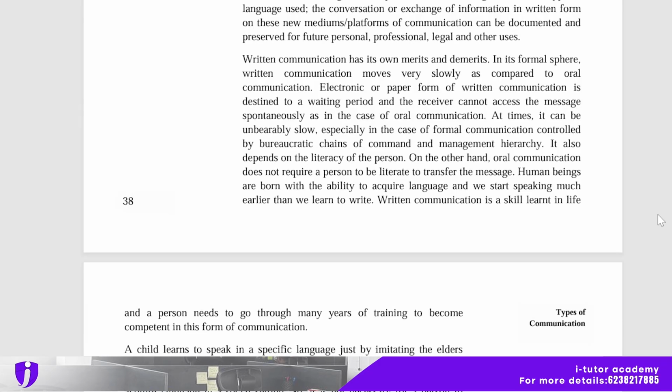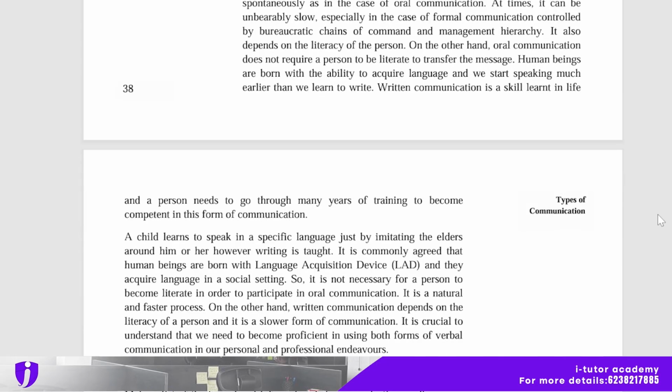In its formal sphere, written communication moves very slowly as compared to oral communication. Electronic or paper form of written communication is destined to a waiting period, and the receiver cannot access the message spontaneously as in the case of oral communication.